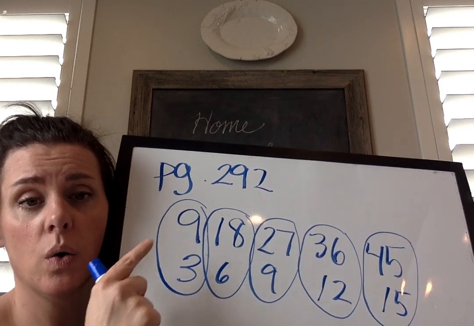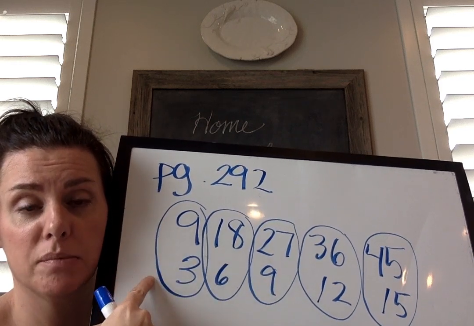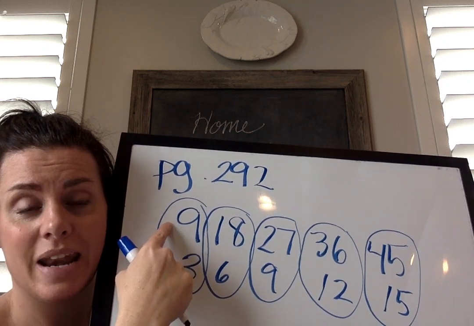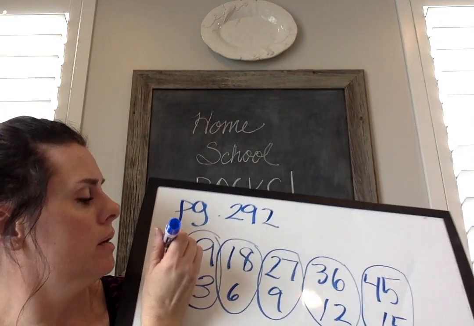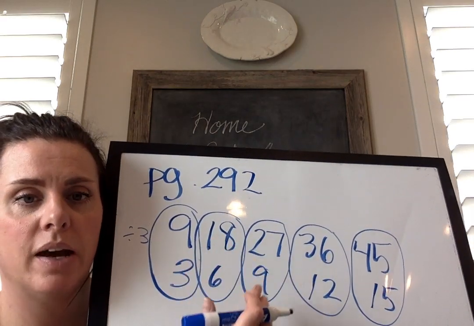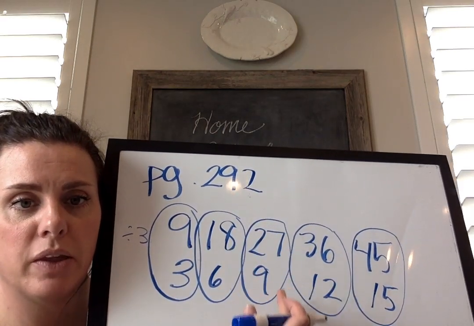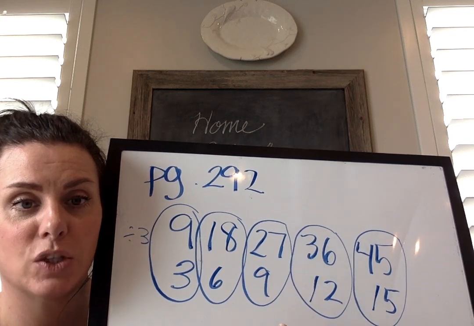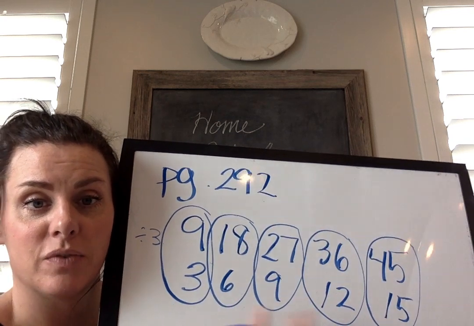Yeah. So if I'm looking at my top line and I compare it to the bottom line, 9 divided by 3 equals 3. 18 divided by 3 is 6. 27 divided by 3 is 9. 36 divided by 3 is 12. 45 divided by 3 is 15.